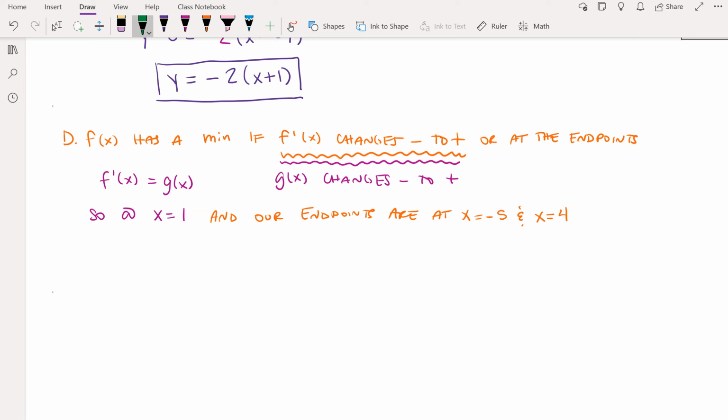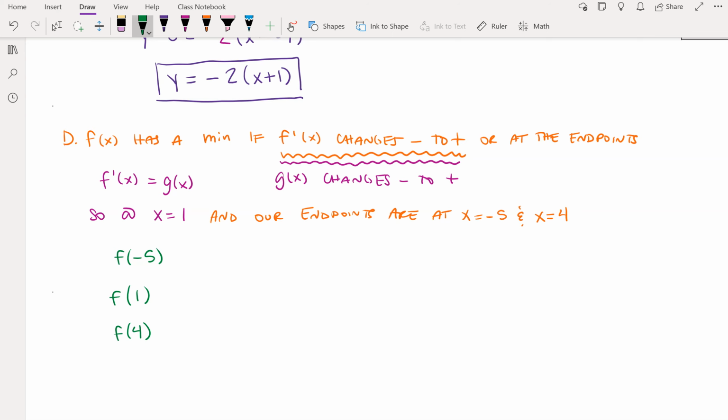So what we need to do is find f of all of these x's. We need to find f of -5, we need to find f of 1, and we need to find f of 4. And we need to figure out which one is the smallest value, and then we're done. We need to find the actual minimum.